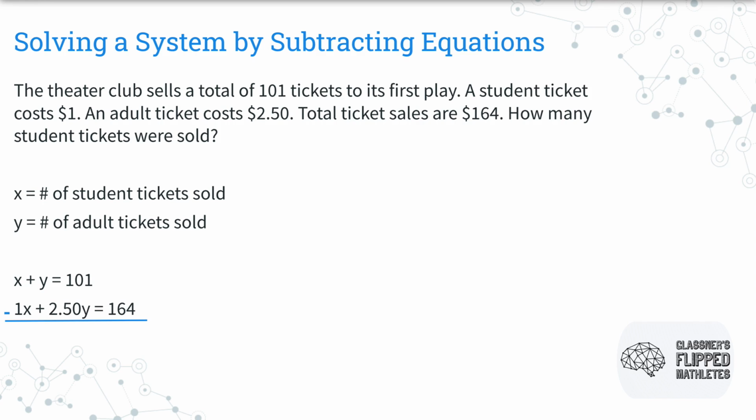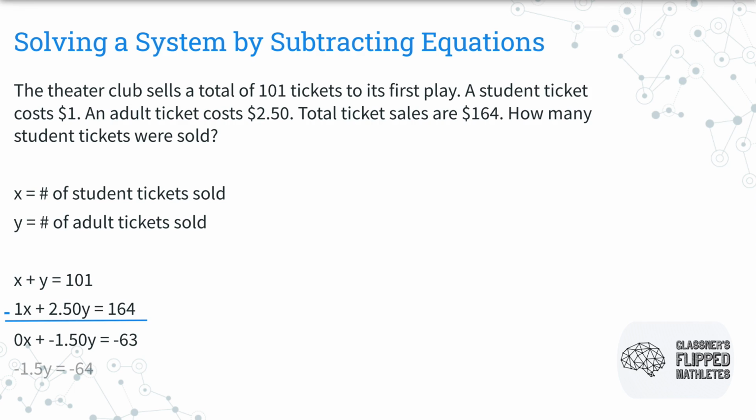1x minus 1x is 0x's. Y minus 2.5y is negative 1.5y. And 101 minus 164 is negative 63. Having that line and that negative there helps you realize that it's 1y minus 2.5y and 101 minus 164. It's very easy to make this mistake if you don't have that visual representation to remember that you're subtracting the top equation and the bottom equation, and the bottom equation is being subtracted from the top equation. So it is important because it's easy to mix up signs. 0x plus negative 1.5y equals negative 63.